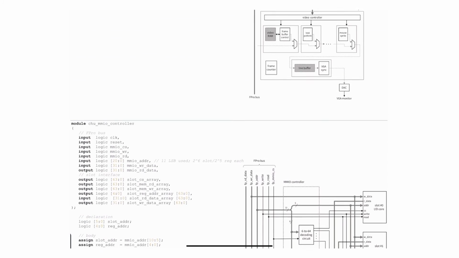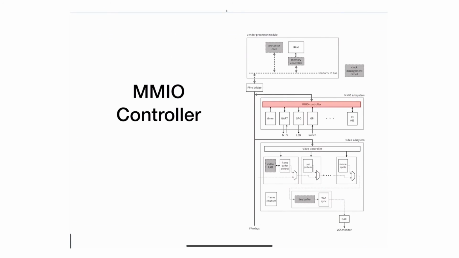Going back in here, just to recap: if you want to use the MMIO controller, you need to take that code that I just showed you, and you take the code for each one of these I/O cores. You instantiate all of these with the MMIO controller in a different file. You can think about it as a top file for the MMIO subsystem, so we can call it top MMIO or something like that. This one actually connects each one of these I/O cores to the MMIO controller.